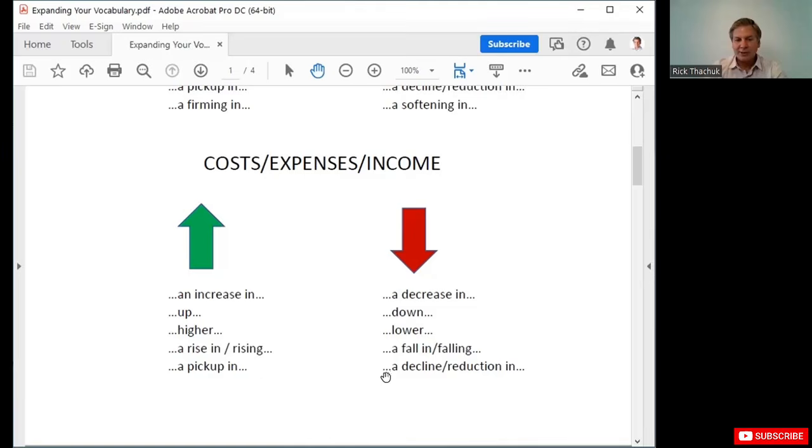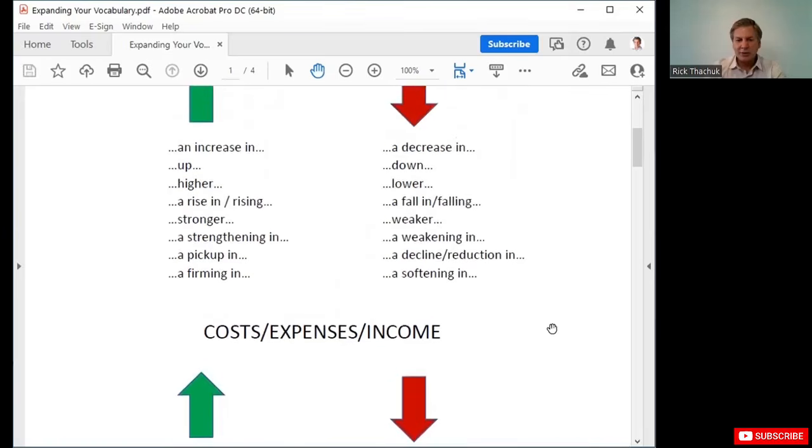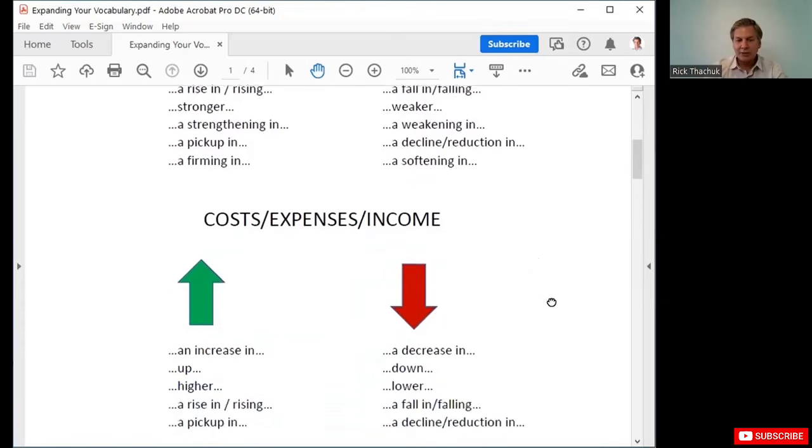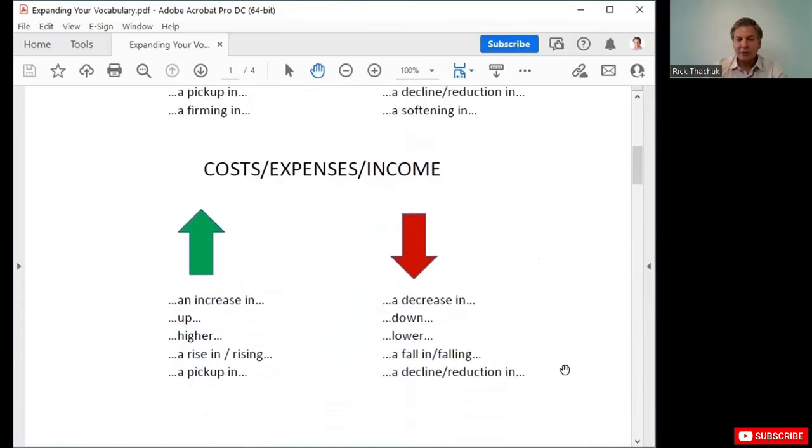So for costs, expenses, and income, we can confine ourselves only to these characterizations. We saw those already here in sales, but things like firming in sales, no one says firming in costs. We don't say a strengthening in costs or a strengthening in expenses. We don't say a softening in expenses or weakening expenses. So there are some characterizations that we use for sales that we do not use typically when describing costs, expenses, or income.